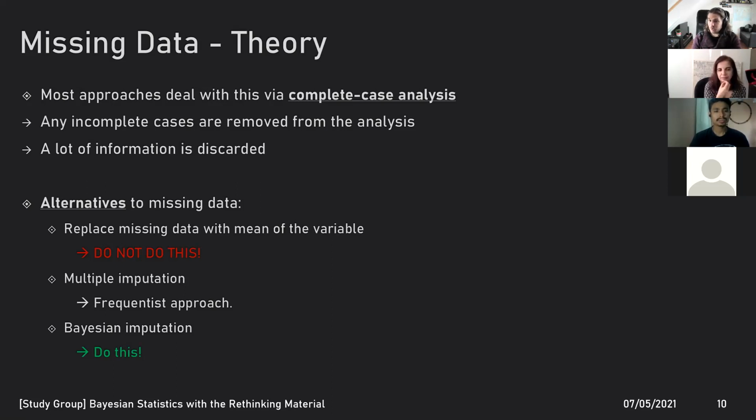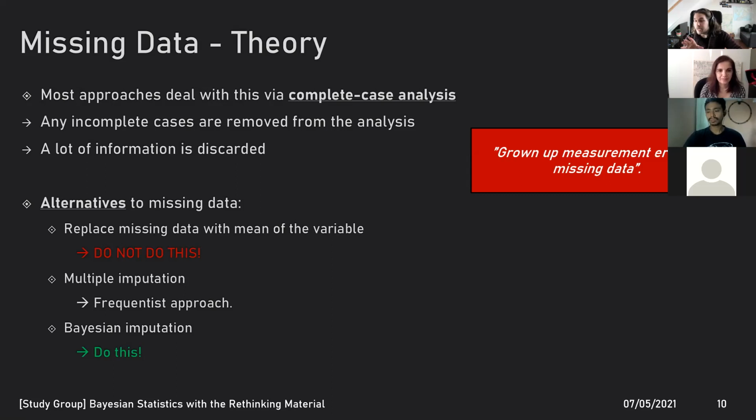I think from this example it should already be obvious why that's a really bad idea, because there's no reason to assume that the missing data should be at the mean of our temperature data range. This would just bias all of our results towards the mean and potentially get rid of some really valuable information. Another way of dealing with this is multiple imputation, which is the frequentist counterpart to Bayesian imputation, which is what we're here for. So I'm not going to spend any time talking about multiple imputation. I'm just going to talk about Bayesian imputation over the next few slides.